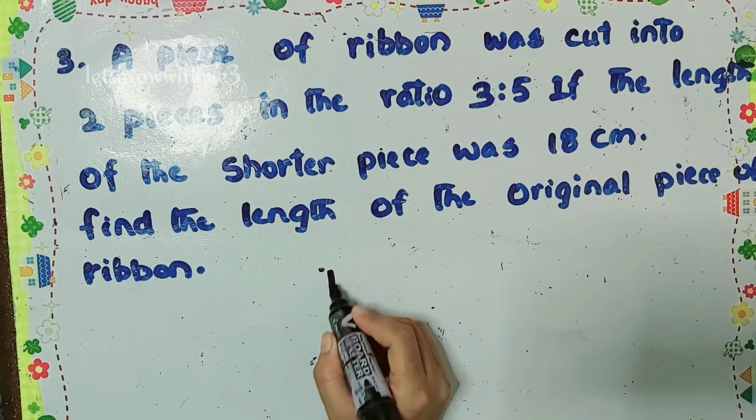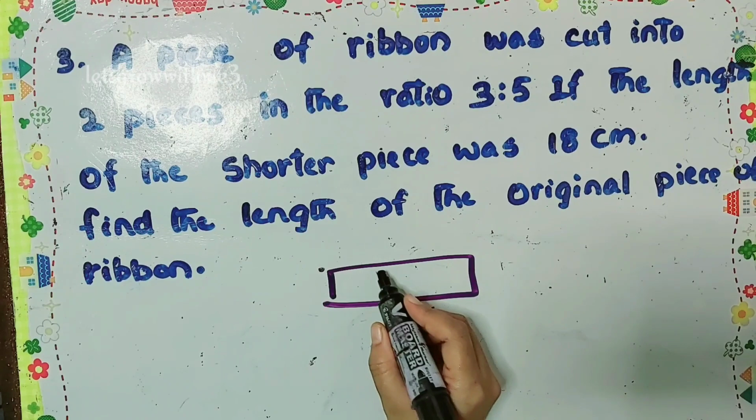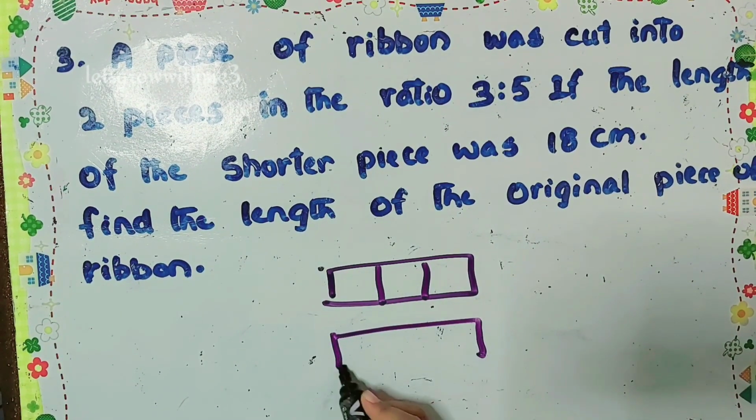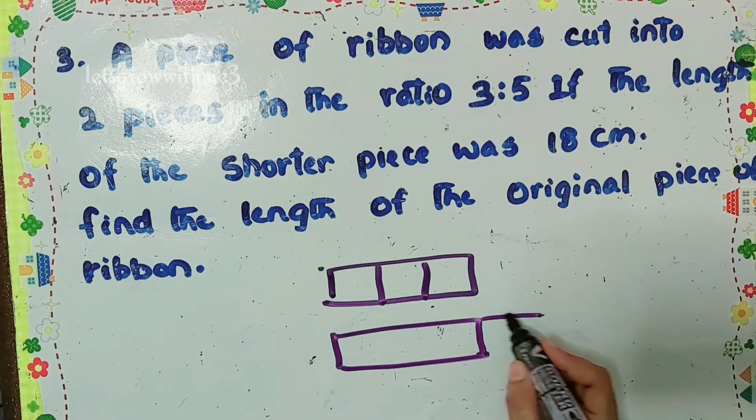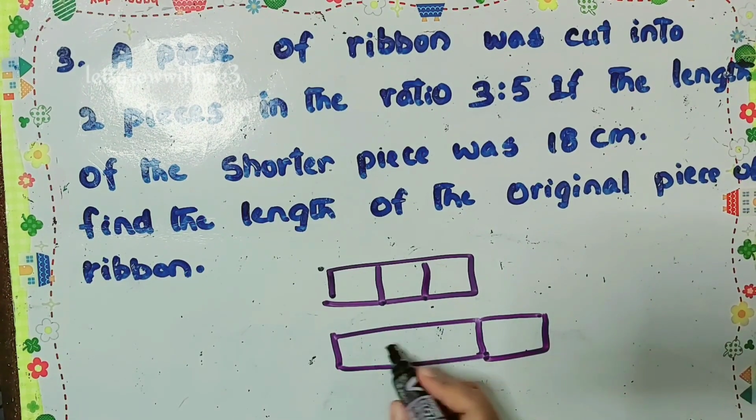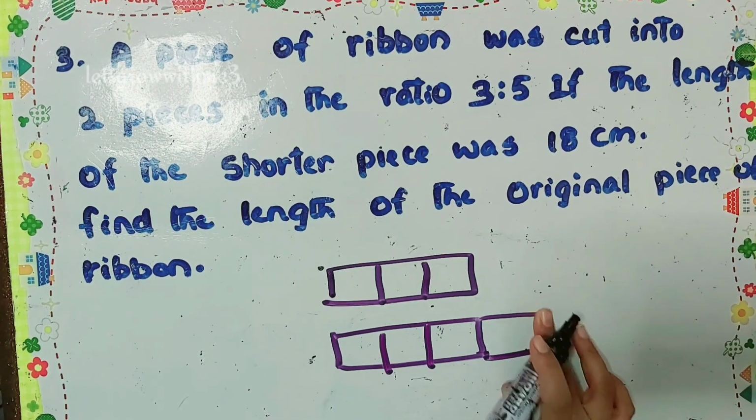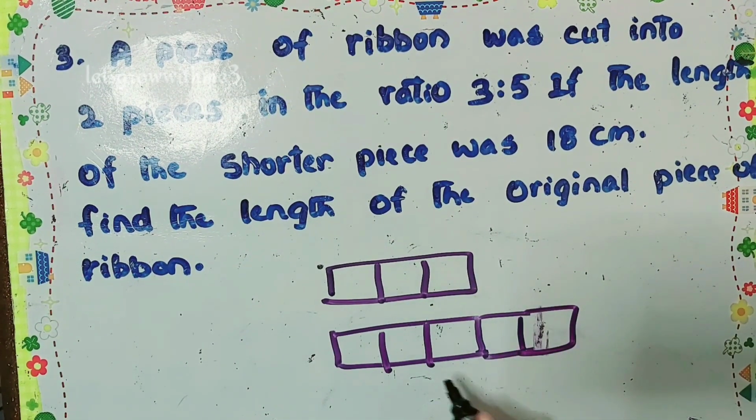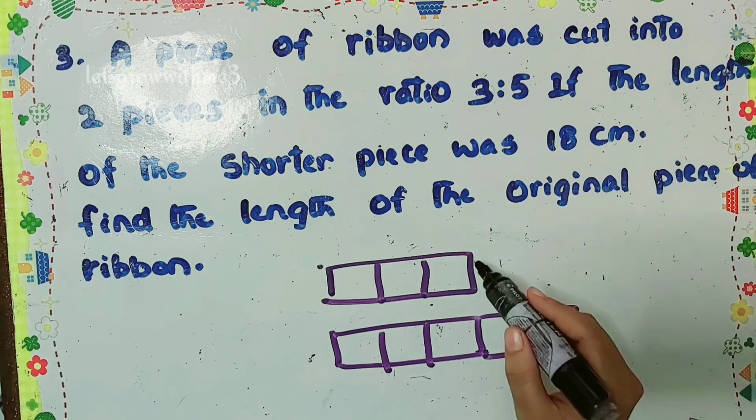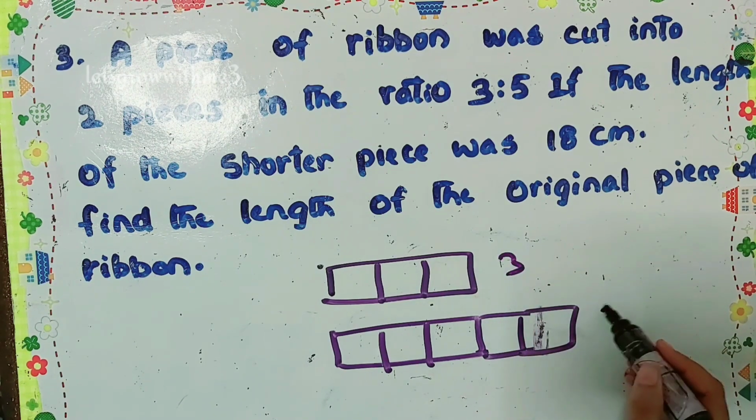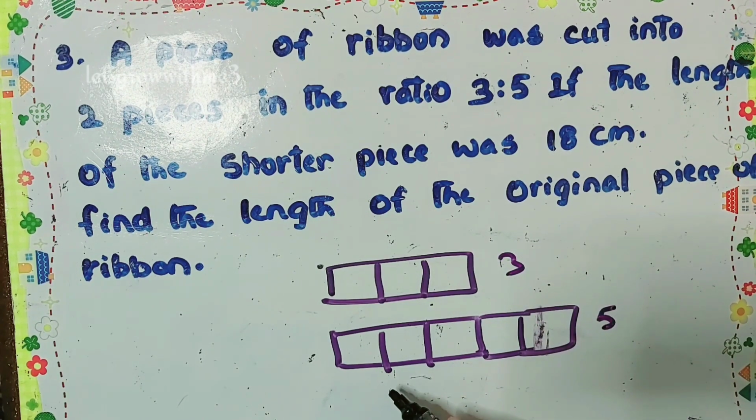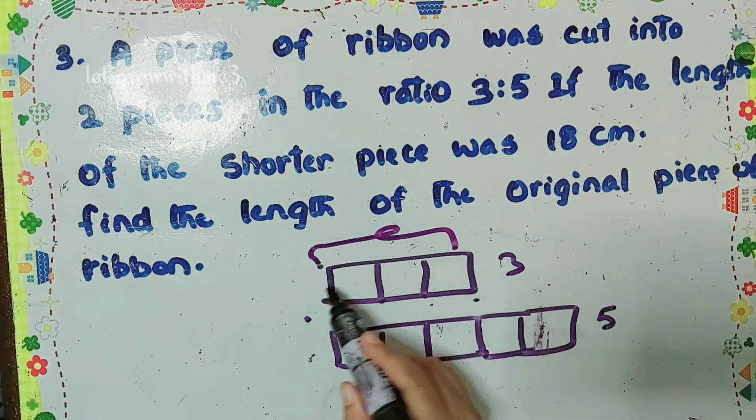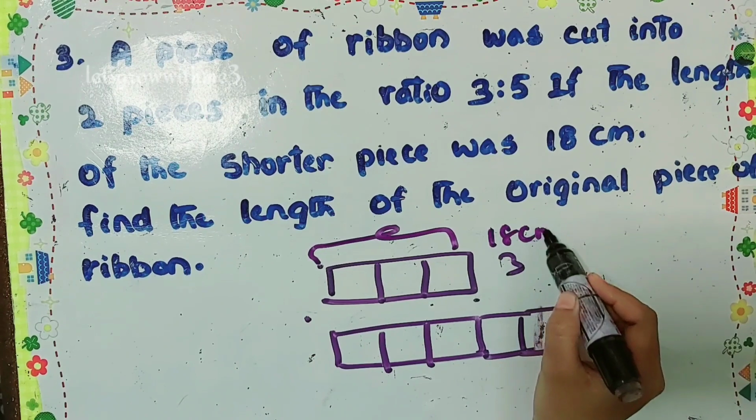So they cut one ribbon into 2 pieces in the ratio 3:5, means one piece is like 3 units and the other piece is like 5 units. Okay, if the length of the shorter piece was 18 centimeters, which one is the shorter piece? So this one. So for this one, the total value he has given is 18 centimeters. Yes, find the length of the original piece of ribbon.